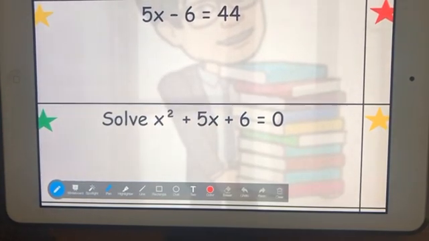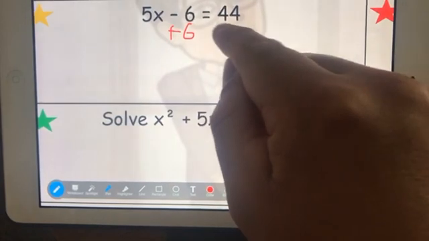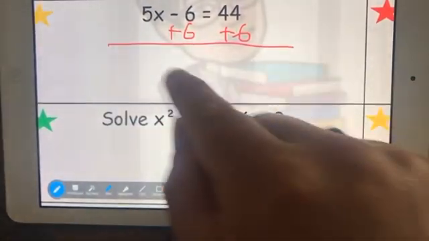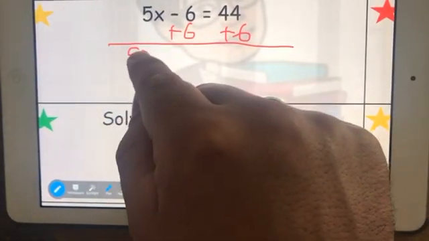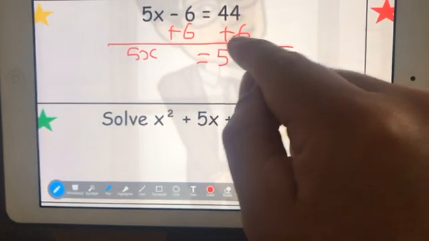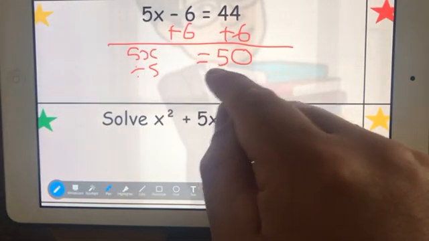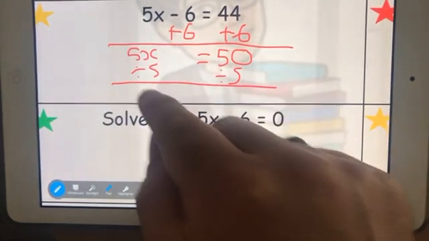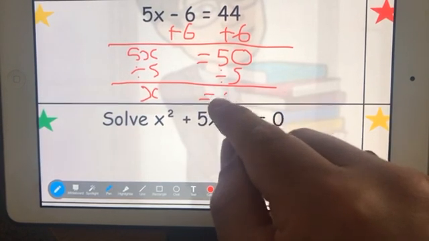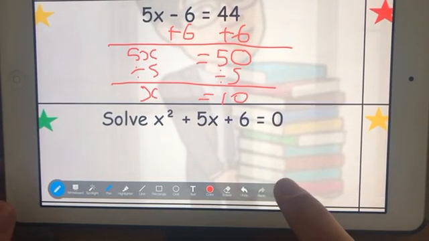So for this one, 5x take away 6 equals 44. I'm going to add 6 to both sides first. If I add 6 on the left, 5x moves straight down because that hasn't been used. Minus 6 plus 6 makes nothing. 44 plus 6 is 50. Okay, once you're there, I'm going to divide by 5. I end up with x on its own equals 10. So x equals 10 for 2 points. Next one.